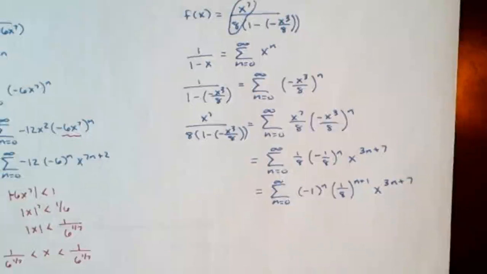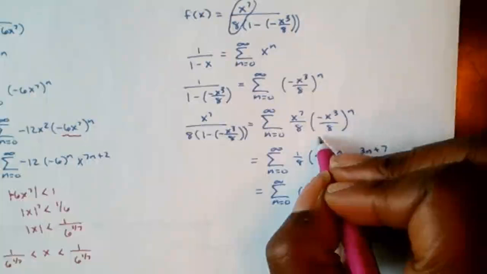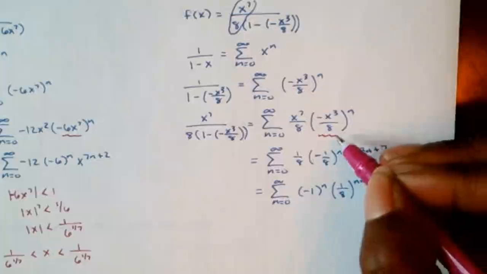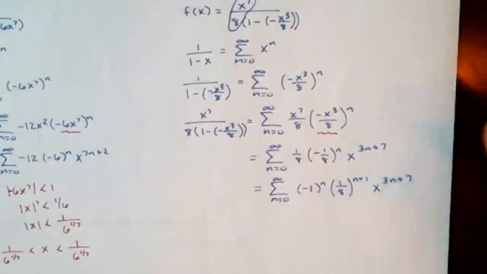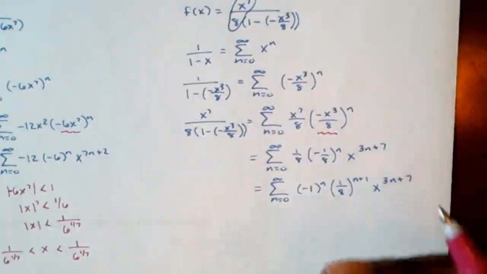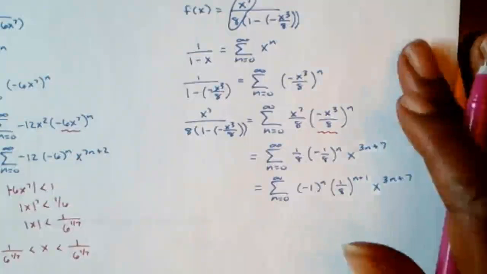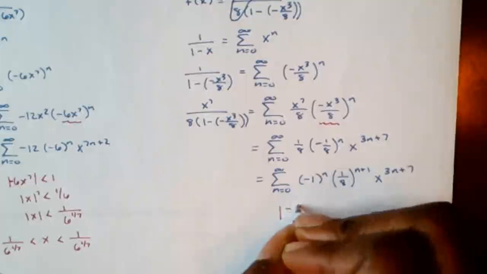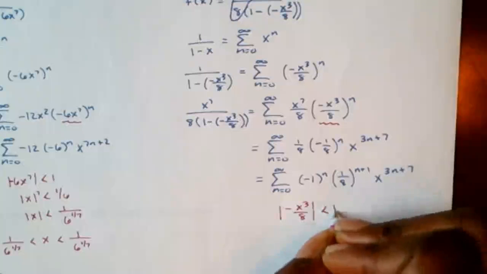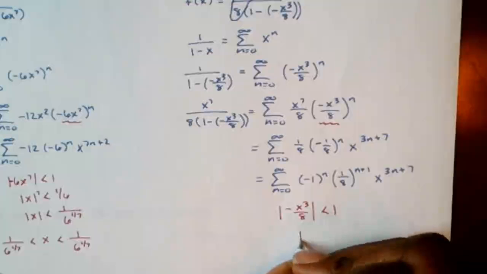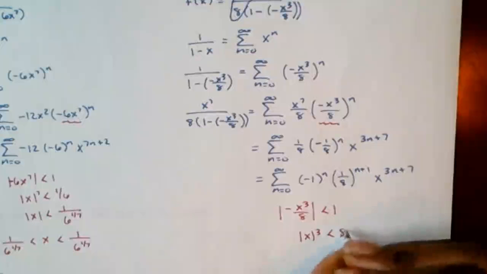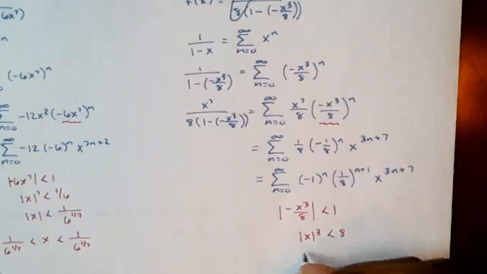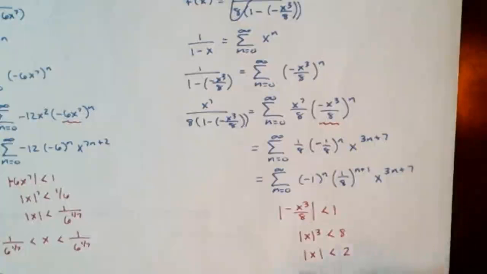All right, so then to find my interval of convergence, again, I'm taking the thing that's being raised to the n, which is this negative x cubed over 8. And notice when I do that, I always go back up to the raw form of the equation so it's not all separated. I want everything that's being raised to the n to be included. So I have the absolute value of negative x cubed over 8 has to be less than 1, or I get absolute value of x cubed has to be less than 8. If I cube root both sides, I get absolute value of x has to be less than 2, which means that x has to be between negative 2 and 2.